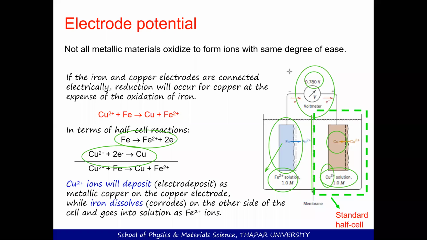Remember, in technical terms, the junction where the material undergoes an oxidation reaction is referred to as the anode, and the junction where the material undergoes a reduction reaction is referred to as the cathode. So for us, the copper side is the cathode side and the iron side is the anode side.